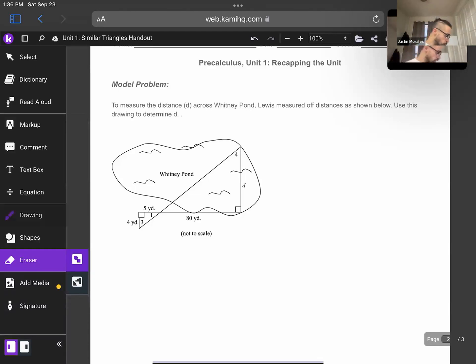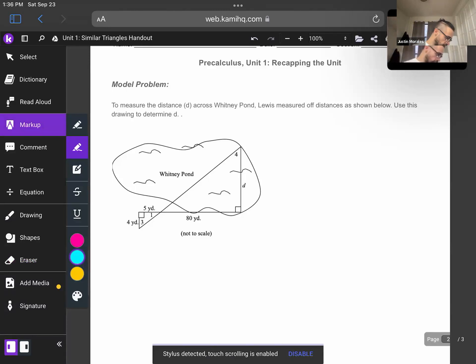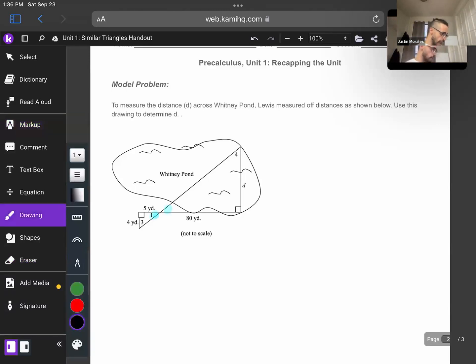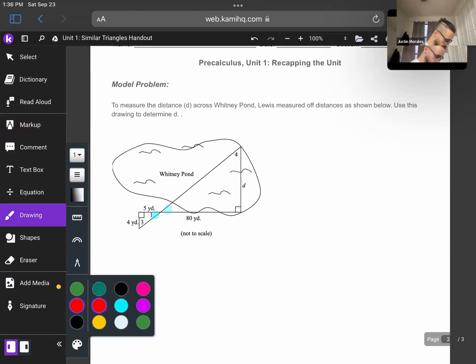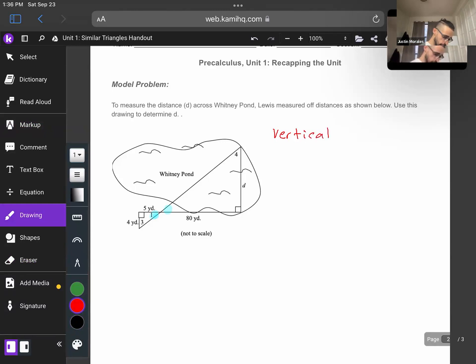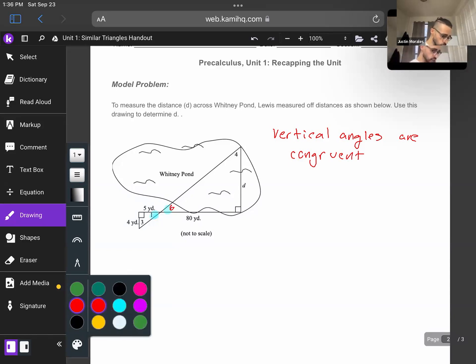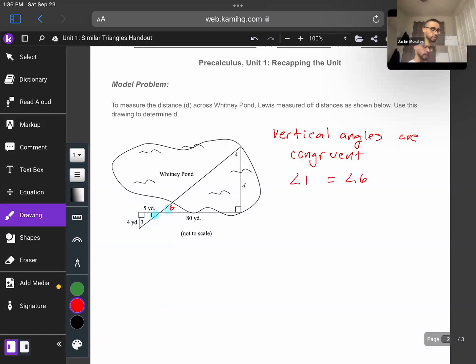So the first thing I notice, and I'm going to highlight it, is that this angle 1 is a vertical angle to this angle right here. And I remember the concept, vertical angles are congruent. So even though this angle isn't measured, let's call this angle measure 6, right? So this lets us know that angle 1 is equal to angle 6.